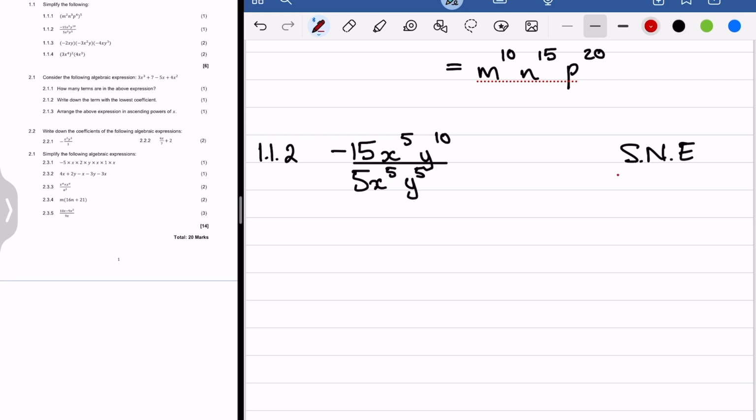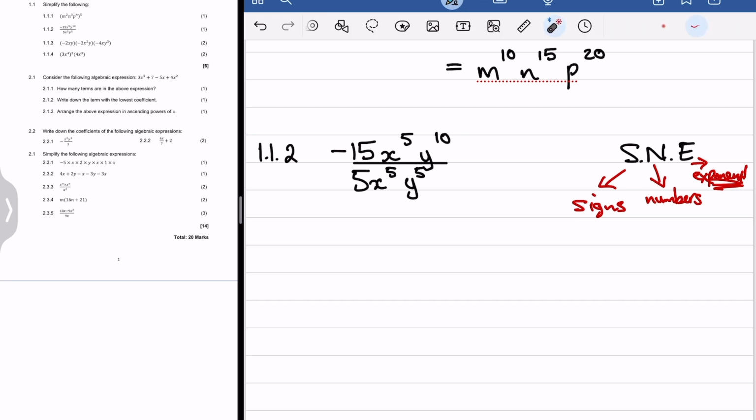Okay, and S-N-E simply stands for signs, numbers, and exponents. I never have enough space to write this. Okay, that is exponents. So signs, numbers, and exponents. So that is just in the order in which we should do this calculation, and the calculation is division. So we are first going to look at signs, then we're going to look at the numbers, and then the exponents.